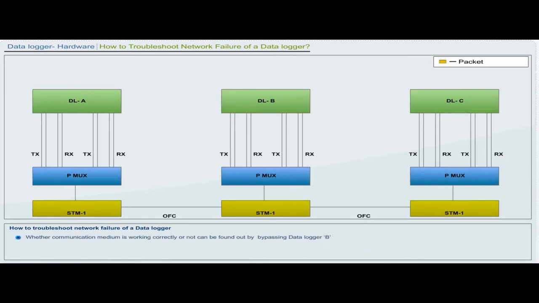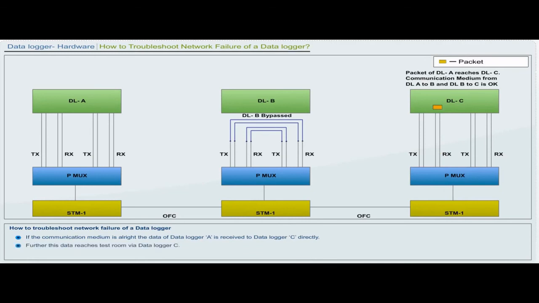Whether communication medium is working correctly or not can be found out by bypassing data logger B. Bypassing is done by looping of transmission and reception pairs of cables at data logger B. If the communication medium is alright, the data of data logger A is received to data logger C directly. Further, this data reaches test room via data logger C.